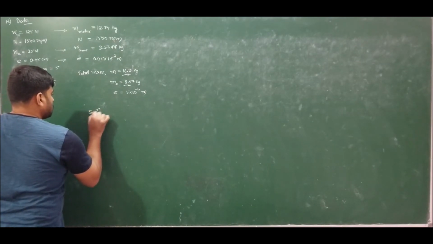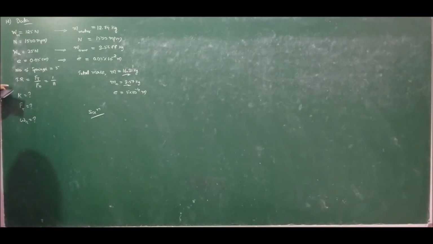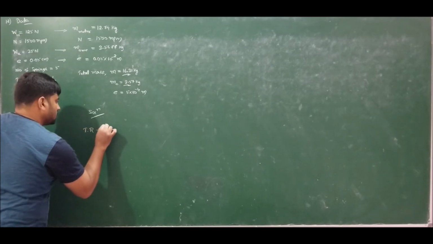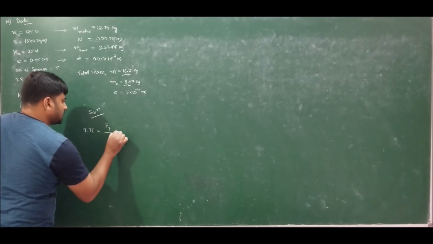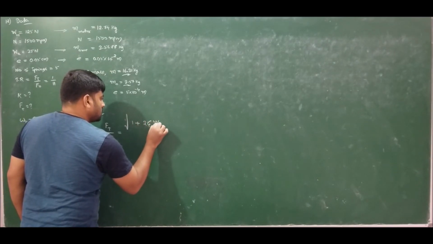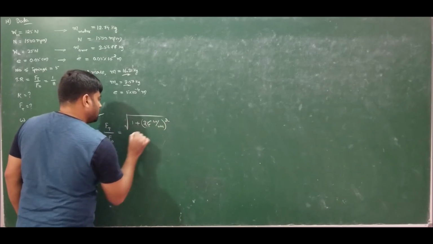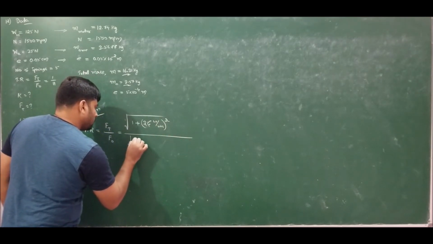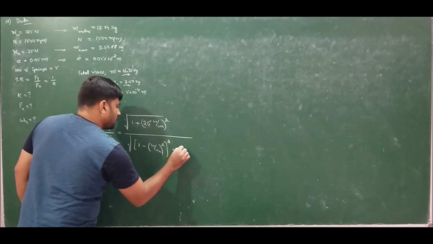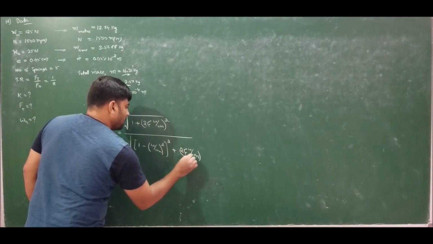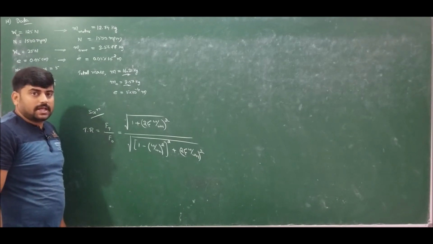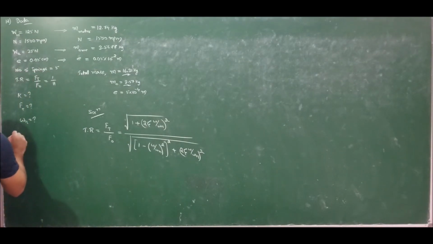Next, if I move for solution of this problem, he has given the transmissibility ratio, correct? Hence I will use the equation of transmissibility ratio. We know that transmissibility ratio, that is force transmitted to the excitation force, is given by square root of 1 plus (2 zeta omega by omega n) whole square, divided by root of (1 minus (omega by omega n) square) whole square plus (2 zeta omega by omega n) whole square under the root. Correct? Now he is stating that the springs have negligible damping. So damping is neglected.